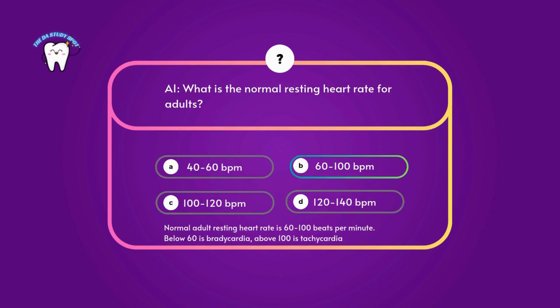The answer is B. 60 to 100 BPM. Normal adult resting heart rate is 60 to 100 beats per minute. Below 60 is bradycardia, above 100 is tachycardia.